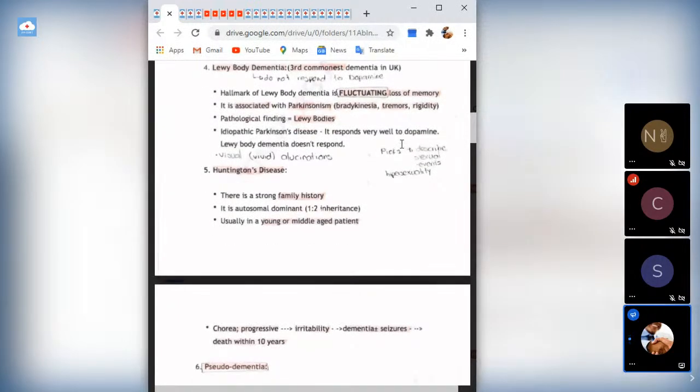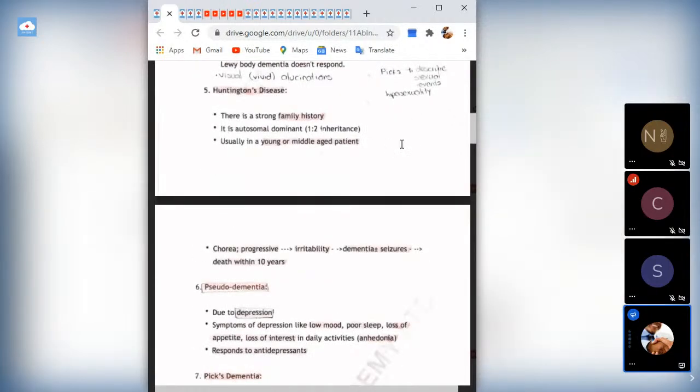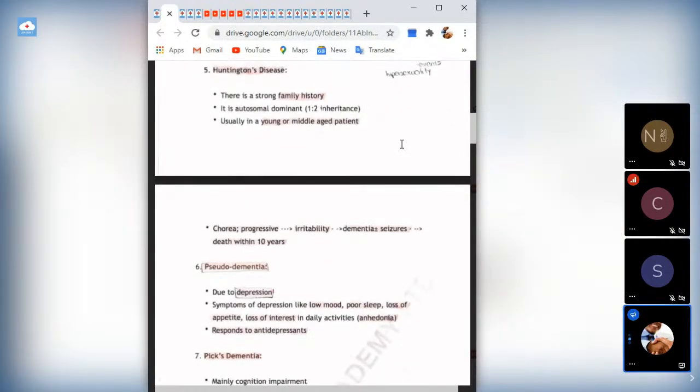Now, another disease we have come across is Huntington's disease. Those who have been regular with class will know that we have talked about Huntington's disease on multiple occasions, and it occurs in younger people. It's middle-aged, about 30, 35, to 55 years old, usually females, a lot of females, and it has a strong family history.